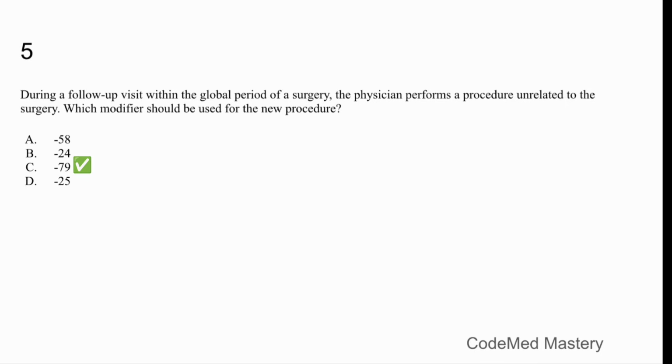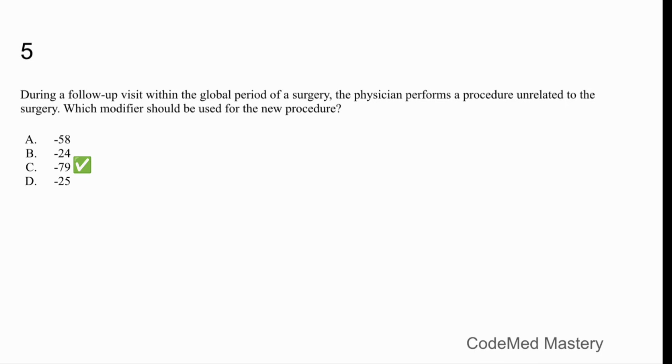Why are the other modifiers wrong? In option A, the modifier is 58. It is for a staged or related procedure during the postoperative period. But in the question, the procedure is unrelated. So we cannot use modifier 58.